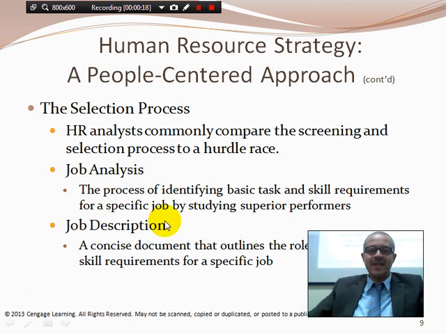You have to have job analysis and a job description. Job analysis is the process of identifying basic task and skill requirements for a specific job by studying superior performance, while a job description is a concise document. You guys understand the difference between the two? The job description is a document that outlines the role expectations and skill requirements for a specific job. So analysis is when you identify what the tasks are, and the job description is when you put it on a document.